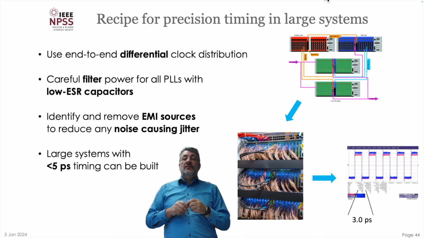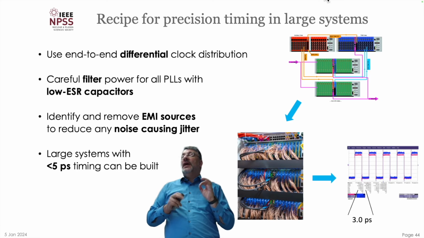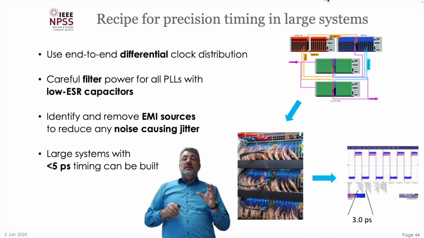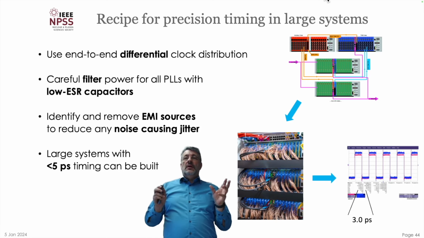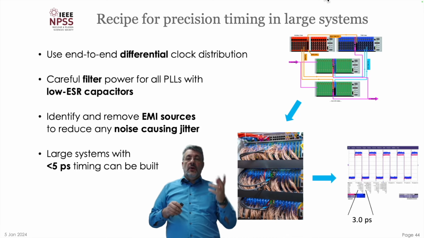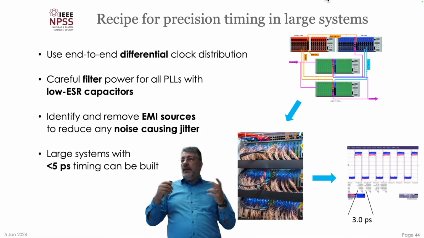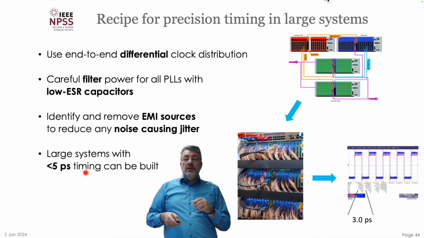So let me conclude with the recipe for precision timing in large systems. Rule number 1, use differential clock distribution everywhere. Carefully filter the power of all the PLLs with a low ESR capacitor. Whenever you use a normal capacitor, you won't get this performance because the noise on the power supply would be too big. Then carefully identify and remove any sources which make noise in the system and replace them by other parts or make some kind of shielding around. And then you can in the end really do a system with 5 picoseconds, actually less than 5 picoseconds overall system accuracy.